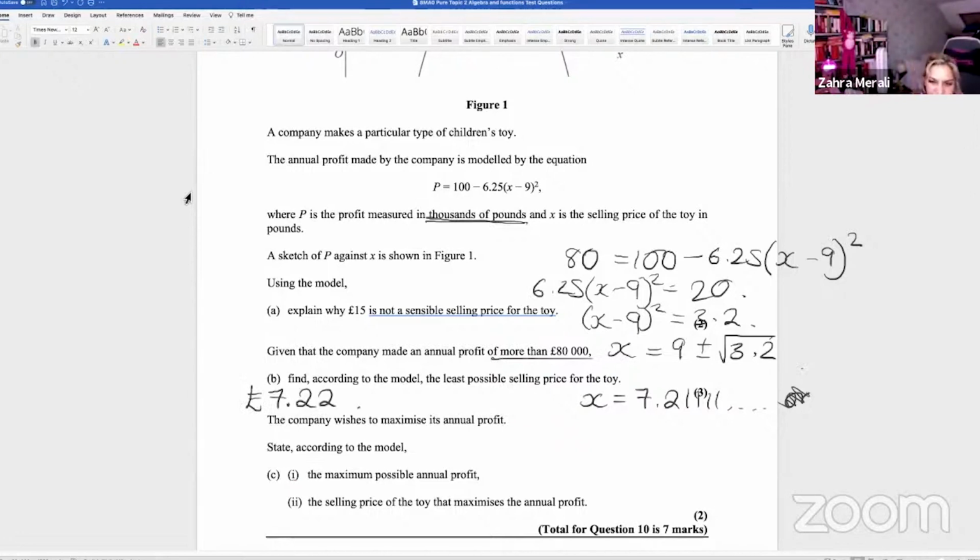The company wishes to maximize. Now that was the work we did at the beginning. You know, when we saw it in completed the square form, when we went, the maximum is 9 and 100. But remember, the profit is in thousands. So straight away we write 100,000, and the selling price for that was £9. I think that's the final question.